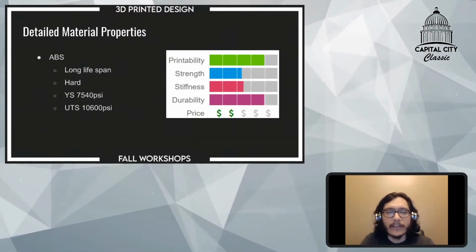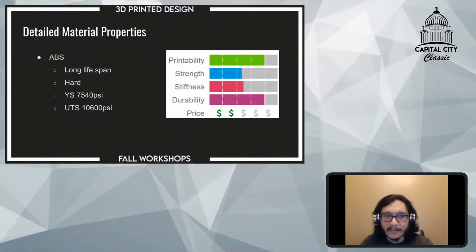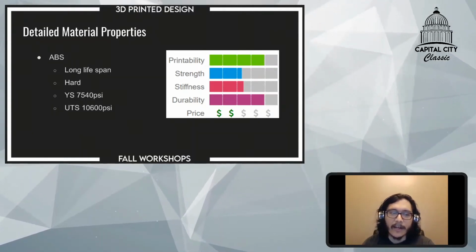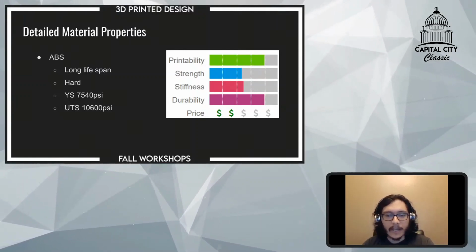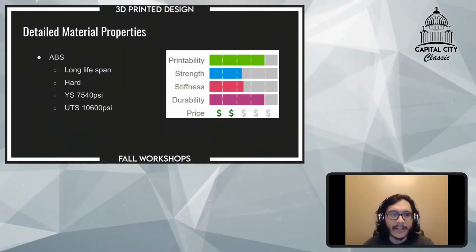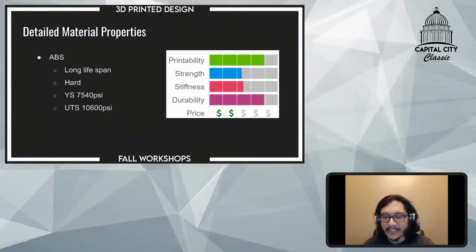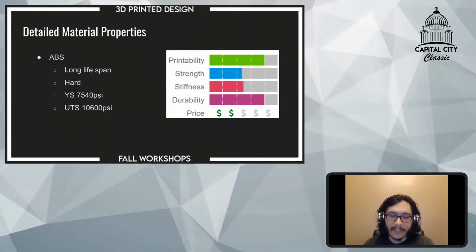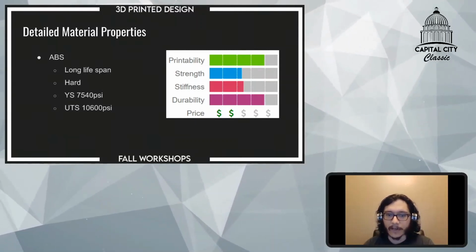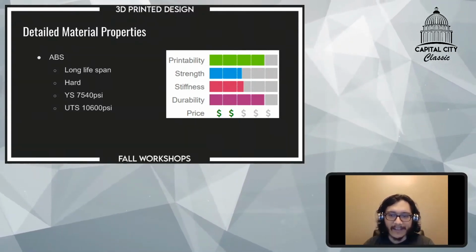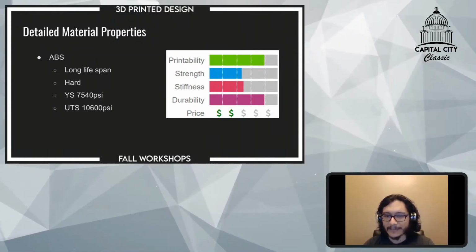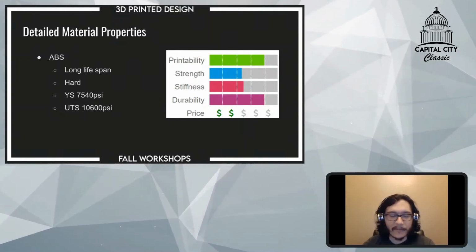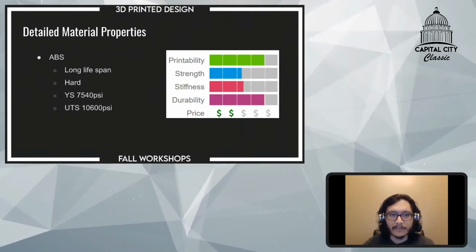So more detailed properties on them. ABS has a long lifespan, meaning it doesn't break down very easily. It is hard, but it is not as hard as PLA. Because of that, it's a little bit more ductile, so it's a little bit tougher. If you guys have ever played around with 3D printed parts, especially PLA, in FRC scenarios, sometimes you see them actually explode because they're brittle. If you go onto the PLA slide.